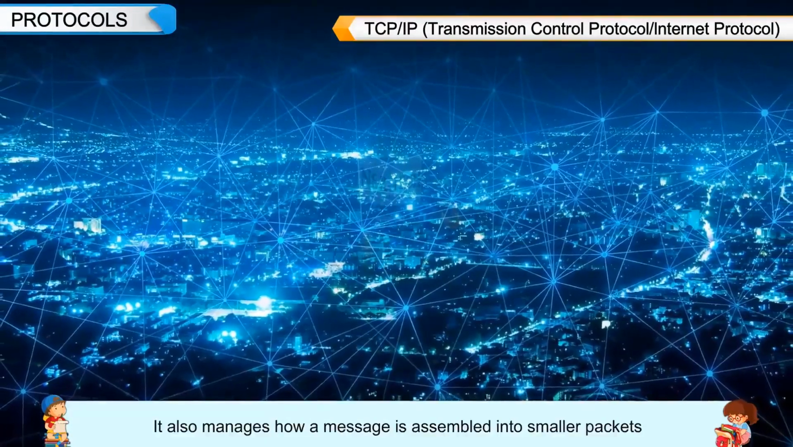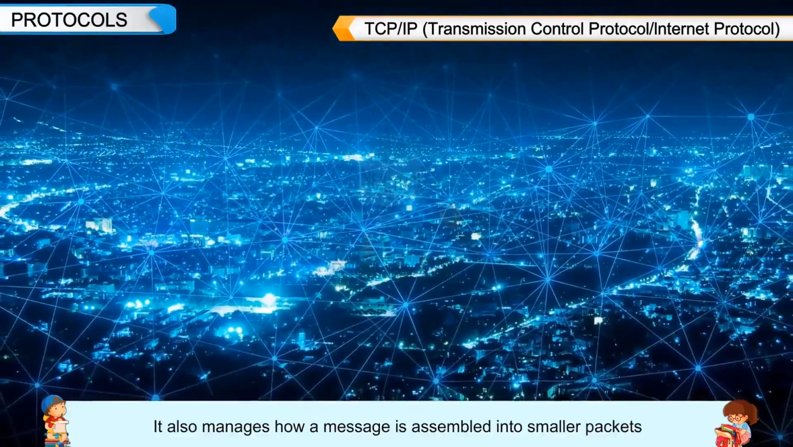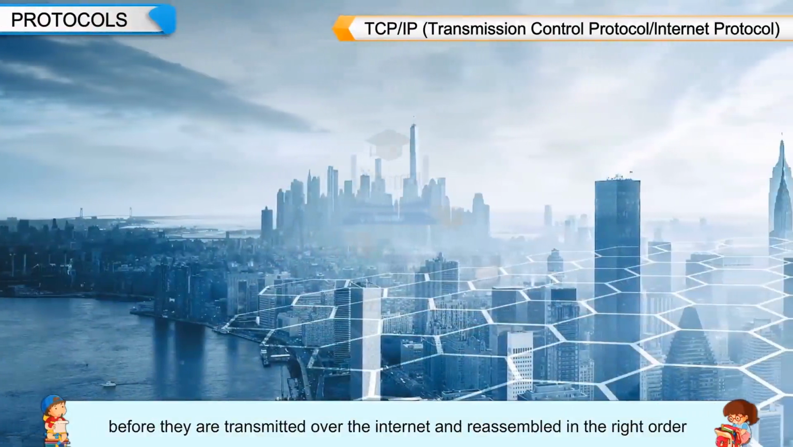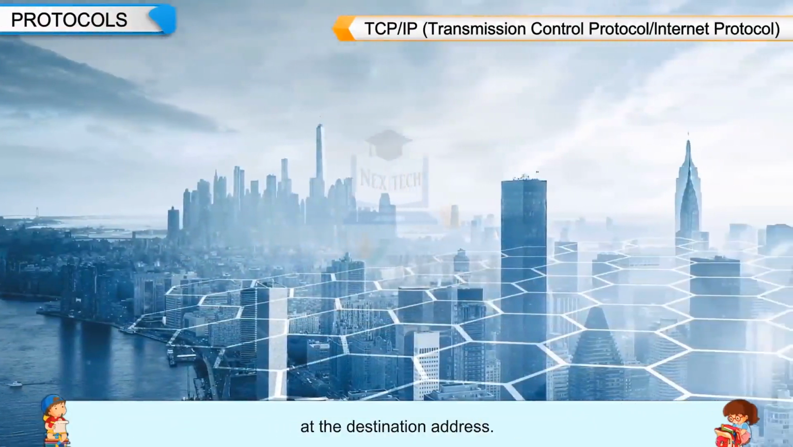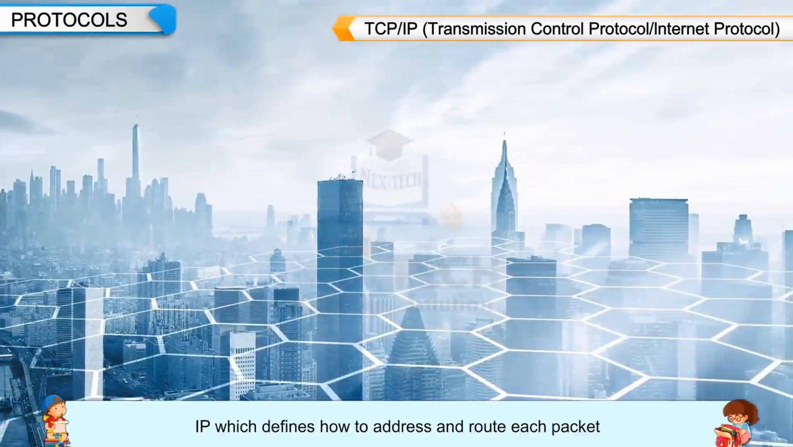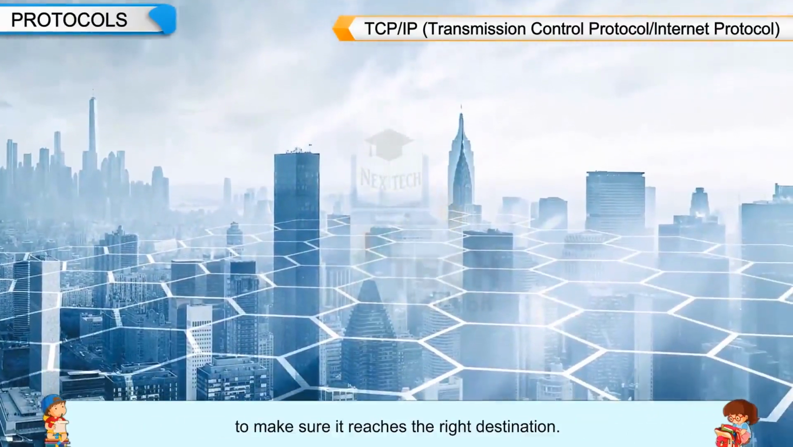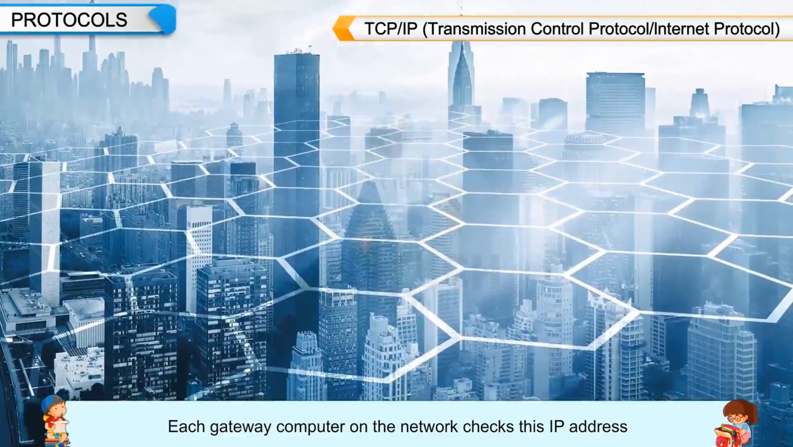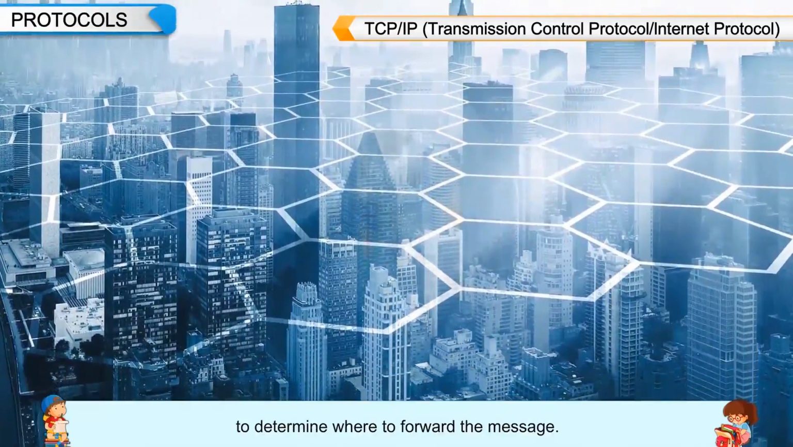It also manages how a message is assembled into smaller packets before they are transmitted over the Internet and reassembled in the right order at the destination address. And IP, which defines how to address and route each packet to make sure it reaches the right destination. Each gateway computer on the network checks this IP address to determine where to forward the message.